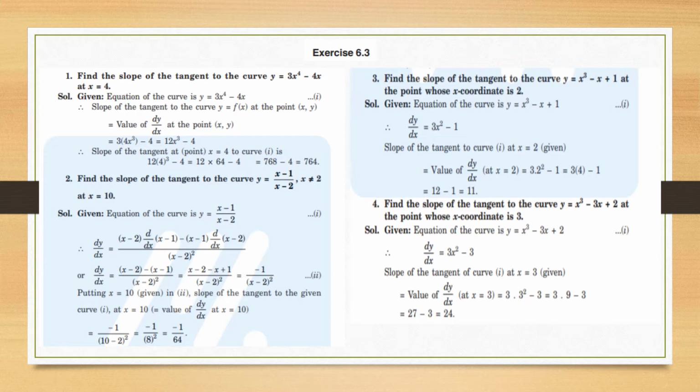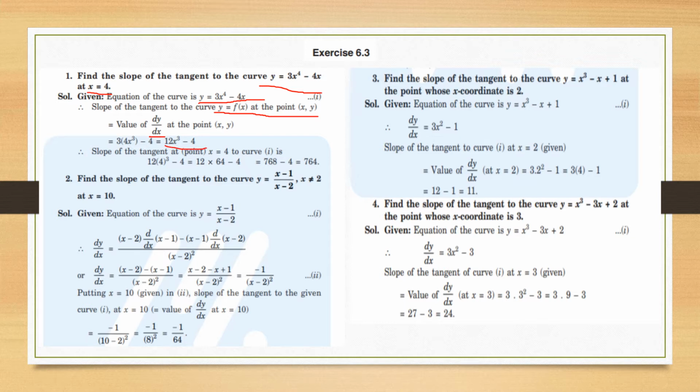Question number 1 is find the slope of tangent to the curve at x is equal to 4. Given equation of curve is y is equal to 3x raised to power 4 minus 4x. Now slope of the tangent to the curve is the value of the derivative at that particular point. So we will find first derivative dy by dx. It becomes 4 times 3 is 12, x cube minus 4.